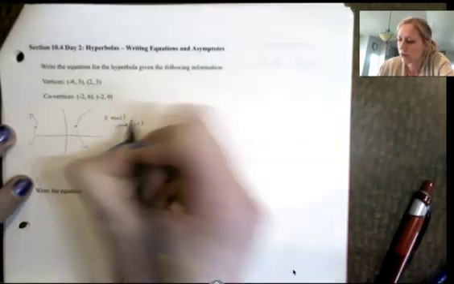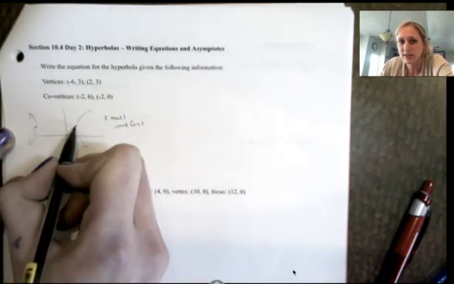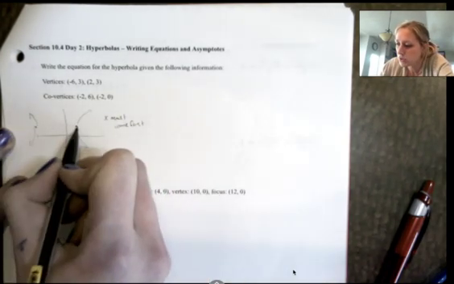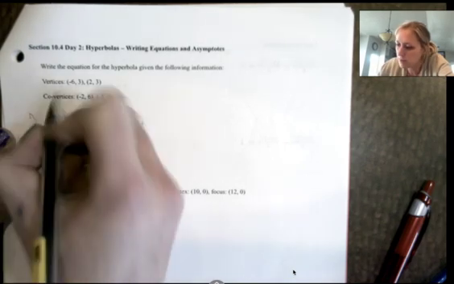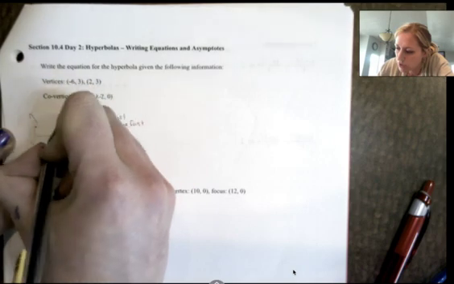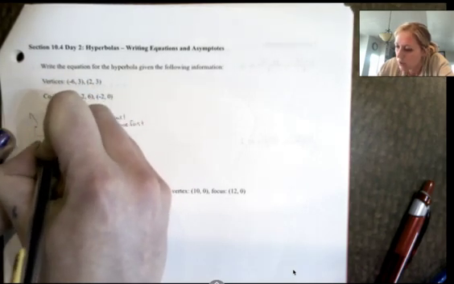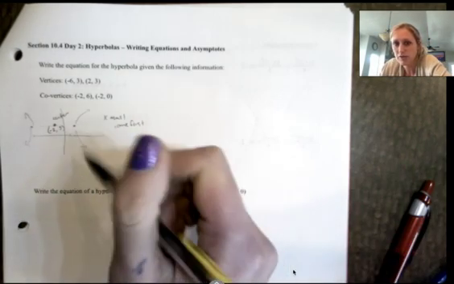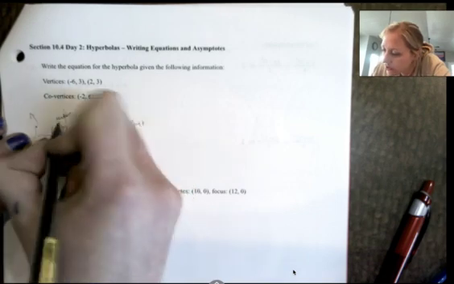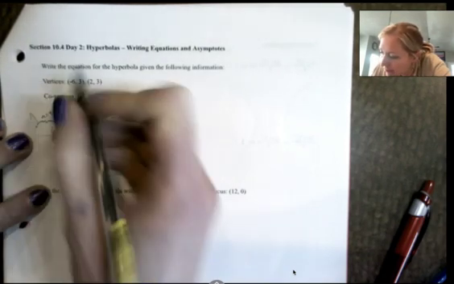Okay, this also helps us figure out where the center is. So -6 to 2, those are 8 apart from each other. So 4 in between is going to be the center, which is going to be at -2, 3. So that helps me find that, halfway in between. And then the covertices just help me get B. So this is the A value, which is 4.